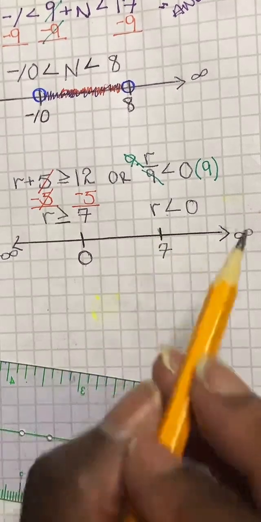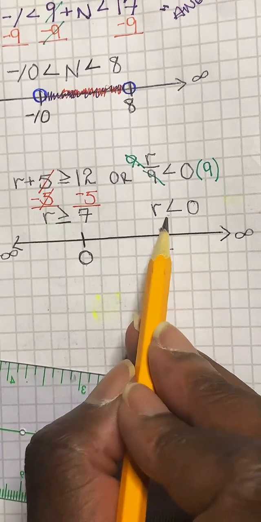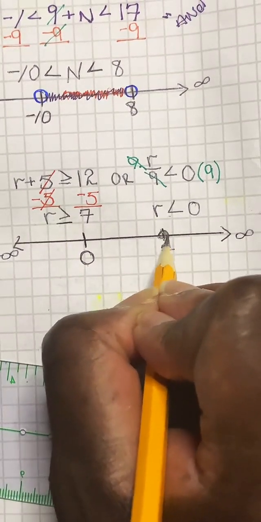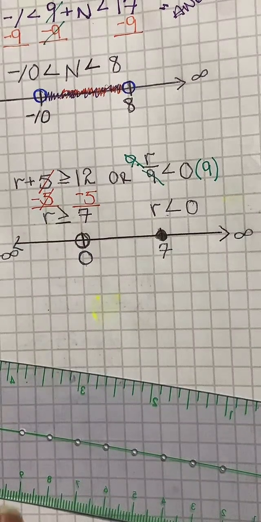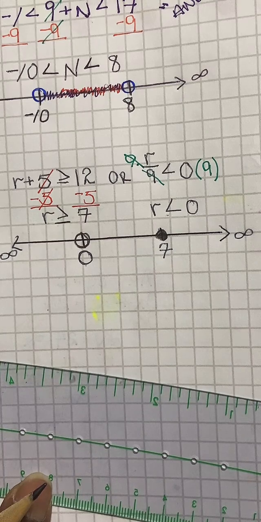Yes. Why open? Because underneath the inequality, there isn't a line. So you're not including the 0. Only when it has a line, you include that number. So on the 7, it will be closed. But on 0, it will be open. Okay, makes sense? All right, yes. Open for the 0, closed on the 7. Yes, closed for 7. Good.